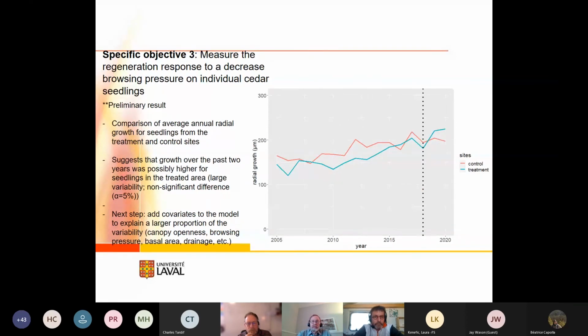We also want to look at how existing cedar seedlings respond to the fact that the browsing pressure was reduced. And here we have seedlings from the control area and those from the treated area. You see that the seedlings in the control zone initially had equivalent or even better growth than those in the treated area, but you see here clearly a switch when the browsing pressure was reduced. So the main question that remains here is, will that be sufficient to enable these seedlings to reach over the reach of deer? It will depend on the evolution of the deer pressure in the next few years.